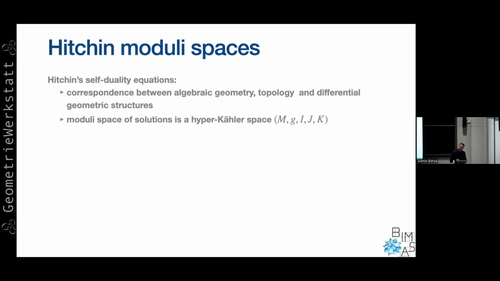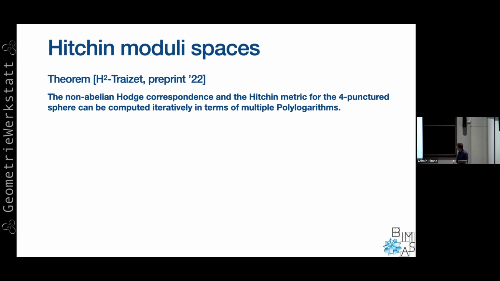Namely, we get a hyperkähler space. So this means we get a Kähler space for three different anti-commuting complex structures I, J, and K. Examples of that are given by Calabi-Yau manifolds in even complex dimension. So what we can say, at least in special situations like the four-punctured sphere, is again that we can express the Hitchin metric and this non-abelian Hodge correspondence in terms of multiple polylogarithms, at least expand them.